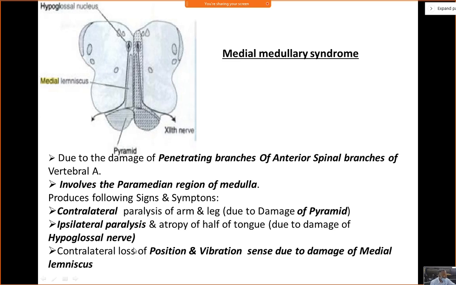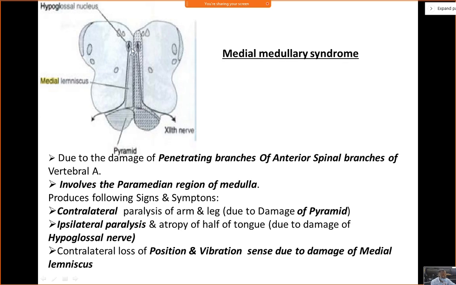Then ipsilateral paralysis and atrophy of half of the tongue due to damage of the hypoglossal nerve. This is our hypoglossal nerve. The hypoglossal nerve is supplying the muscles of the tongue. So what will happen? Due to involvement of the hypoglossal nerve on the same side, suppose the right side artery is suffered, then the right side hypoglossal nerve will be damaged.